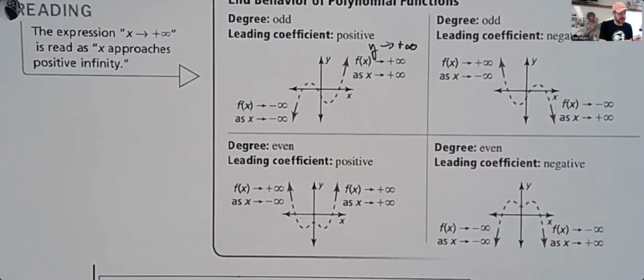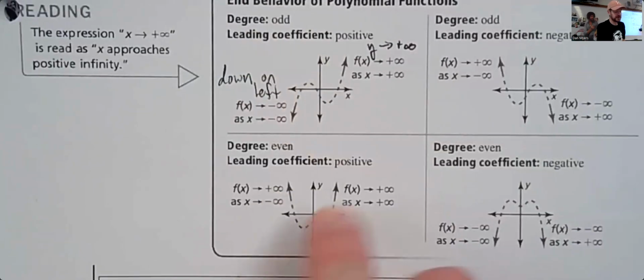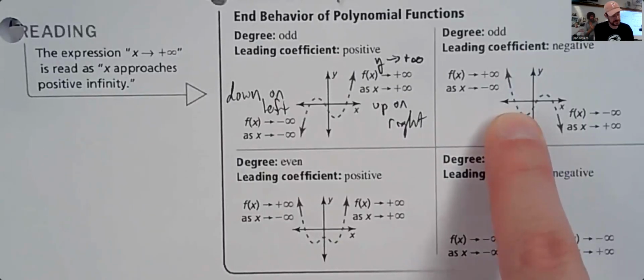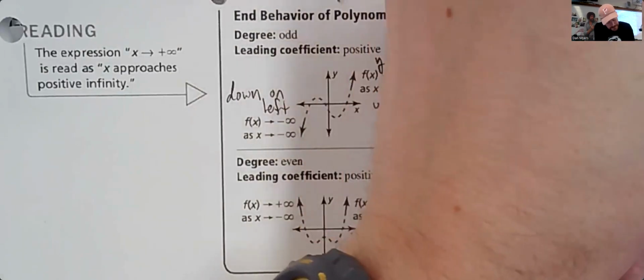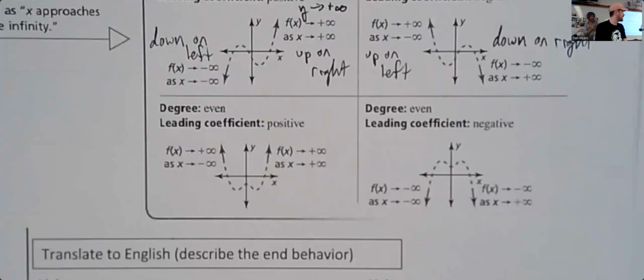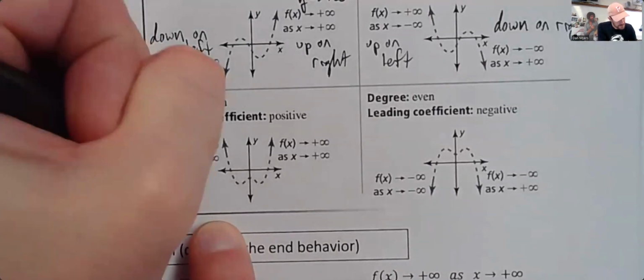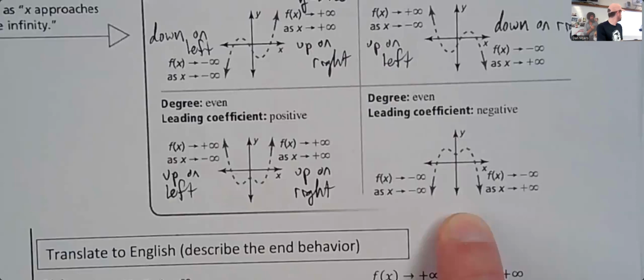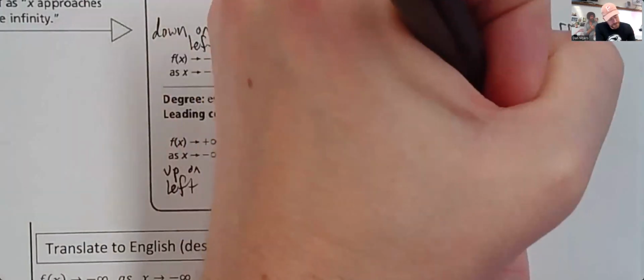We would say right here, we can just use the words down on left. Over here, up on right. Right here, we would say up on left. And then over here, down on right. I'll talk about the shapes of the graphs in just a second. Over here, this would be up on left. And over here would be up on right. Over here, down on left and down on right. So we're just talking about the symbols and what they mean.